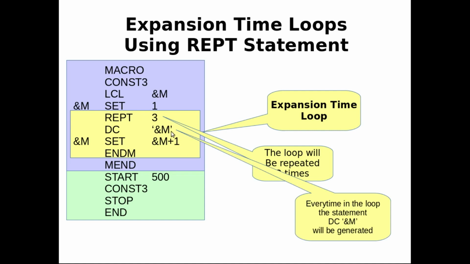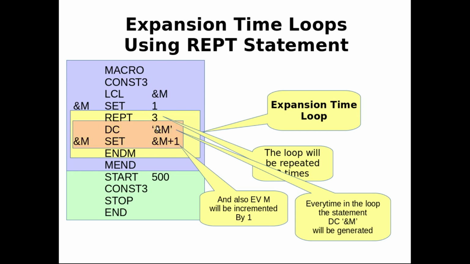Every time in the loop, this DC statement will be generated, and after that the expansion time variable m will be incremented, and we can say that these two lines will be processed 3 number of times because the loop will be repeated 3 times.